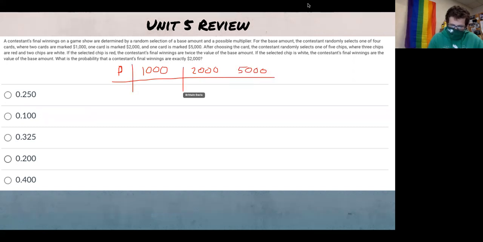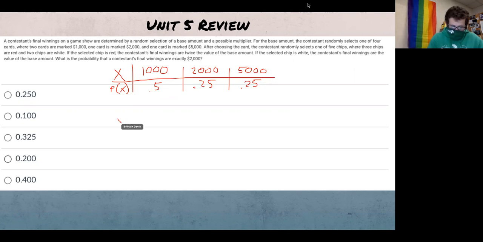Now, the probabilities of those happening, that should have been an X right here. Sorry. So the probability is that 1,000 is going to be out of 4 cards. You have a 0.5 probability of this, 0.25, 0.25. All right, so there we are.